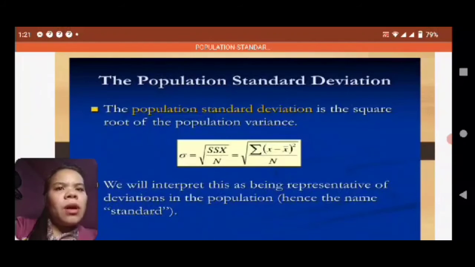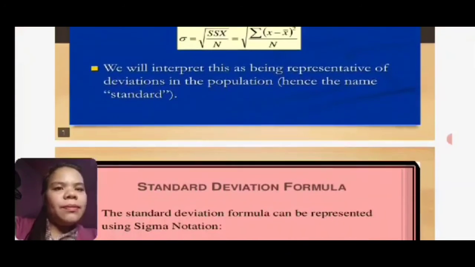Now we talk about the population standard deviation. So what is the population standard deviation? Population standard deviation is a parameter, which is a fixed value calculated from every individual in the population. Population standard deviation is the square root of the population variance. And we interpret this as being representative of deviation in the population, hence the name standard.